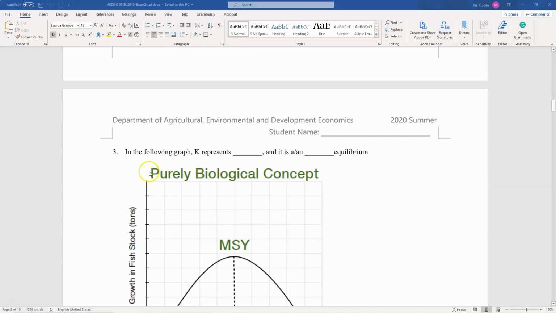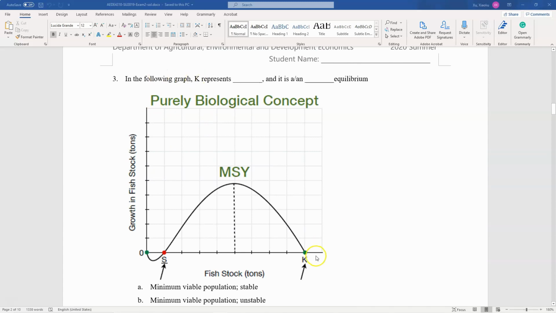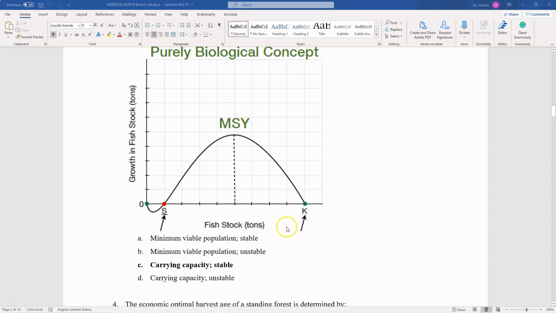And for question 3, what does K represent, and is it stable? So K represents the carrying capacity, and it is stable because when there is a shock to reduce the fish stock, for example at this amount, the growth rate is still positive, that means the fish stock would still increase until it achieves this point again. So K is stable.